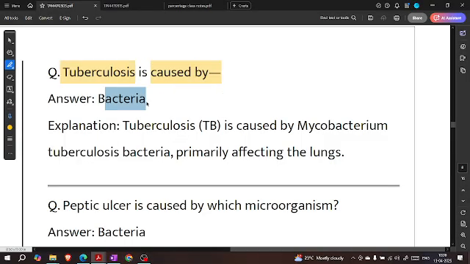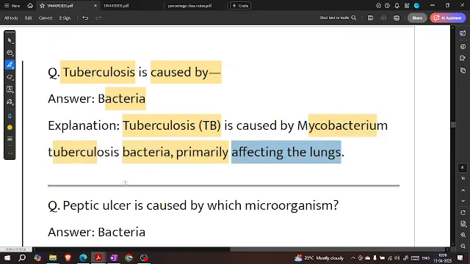Tuberculosis is caused by bacteria. Tuberculosis, TB, is caused by Mycobacterium. Tuberculosis bacteria primarily affect the lungs.